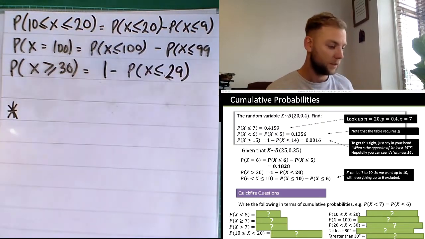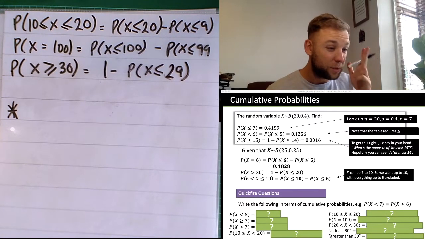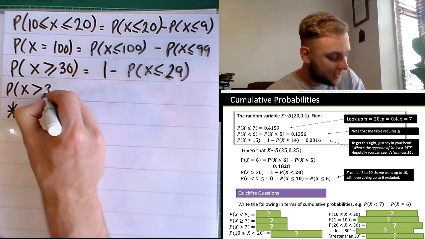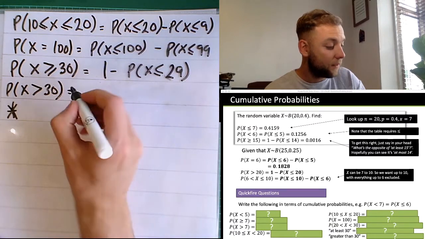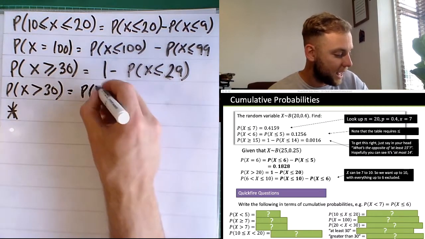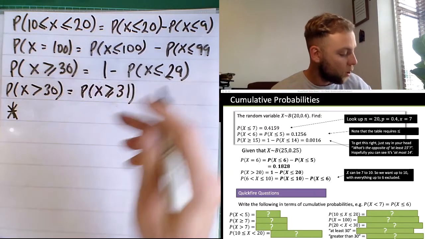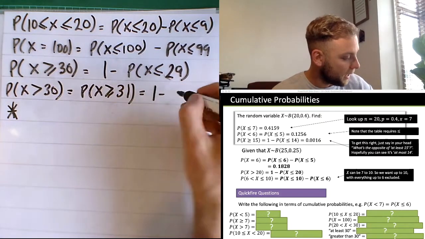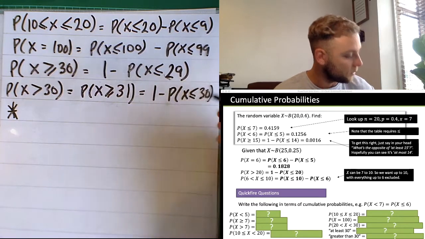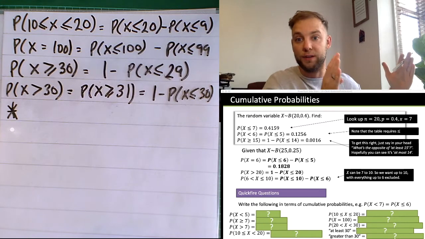Brilliant. Okay. And this last one, greater than 30. So this wants it to be strictly greater than 30. Well, this is the probability that it's greater than 30. Now, if it's greater than 30, it's not including 30, so it's the probability that x is greater than or equal to 31. So this is the same as saying 1 minus the probability of x being less than or equal to 30, because I want 31 and above, so I do 1 minus 30 and below.